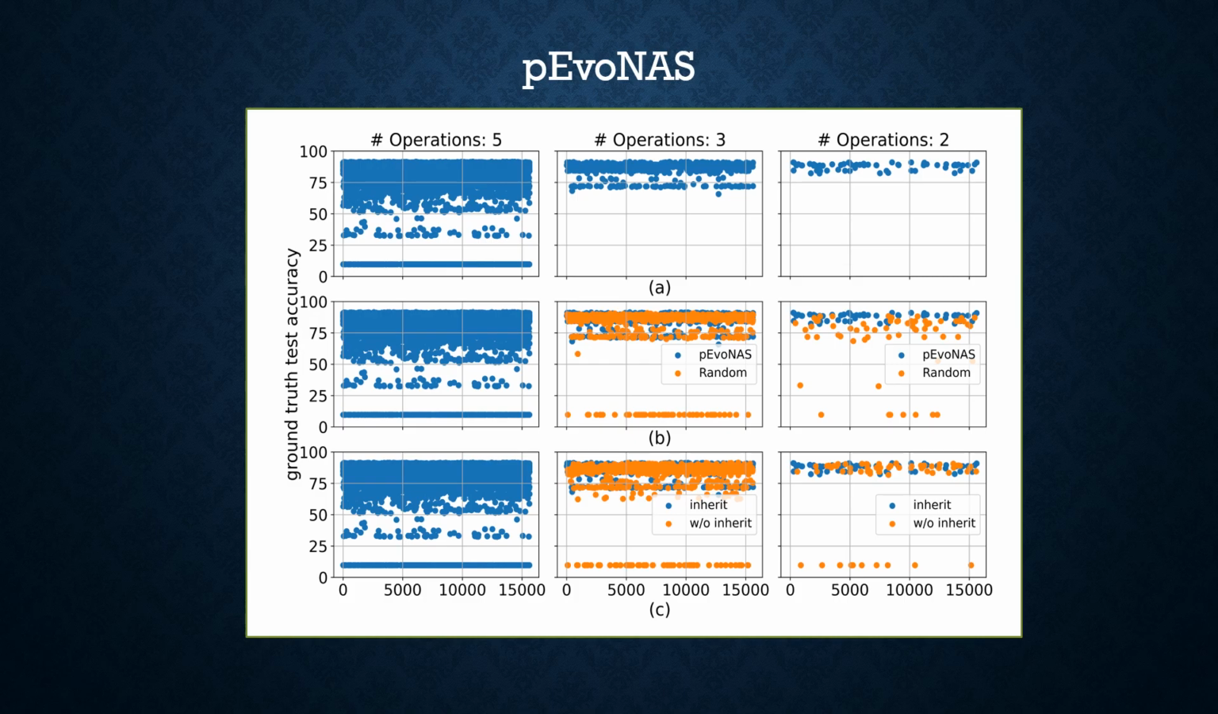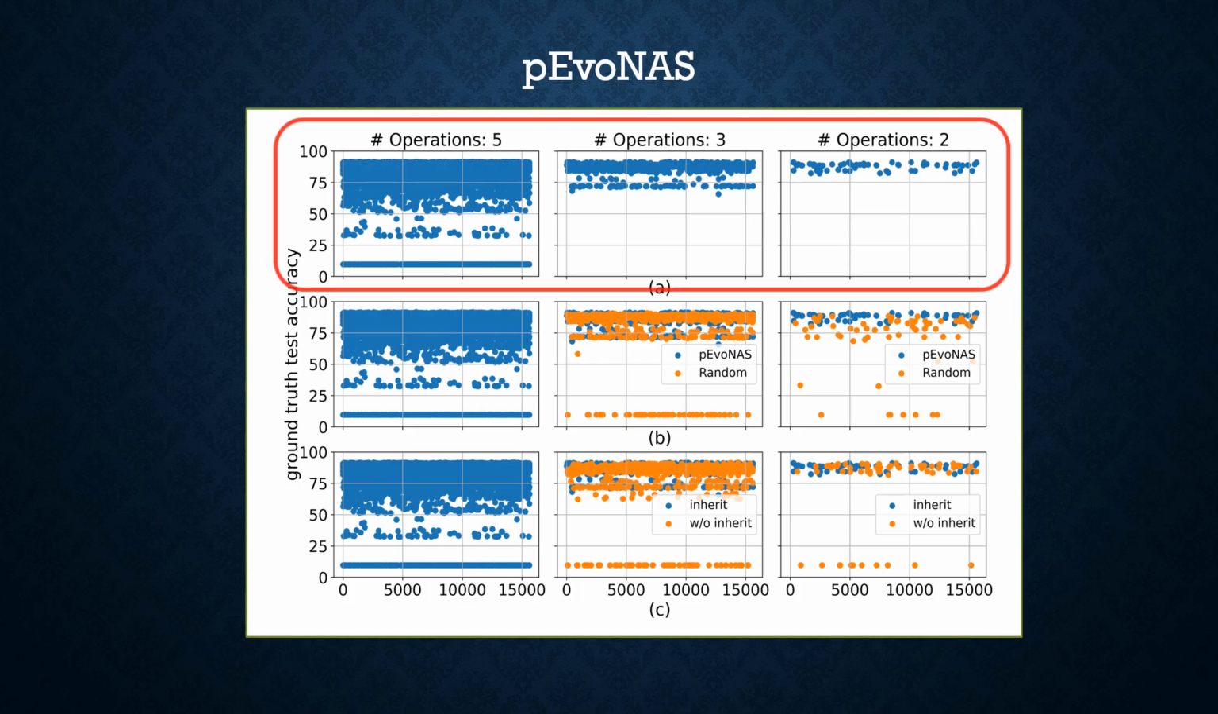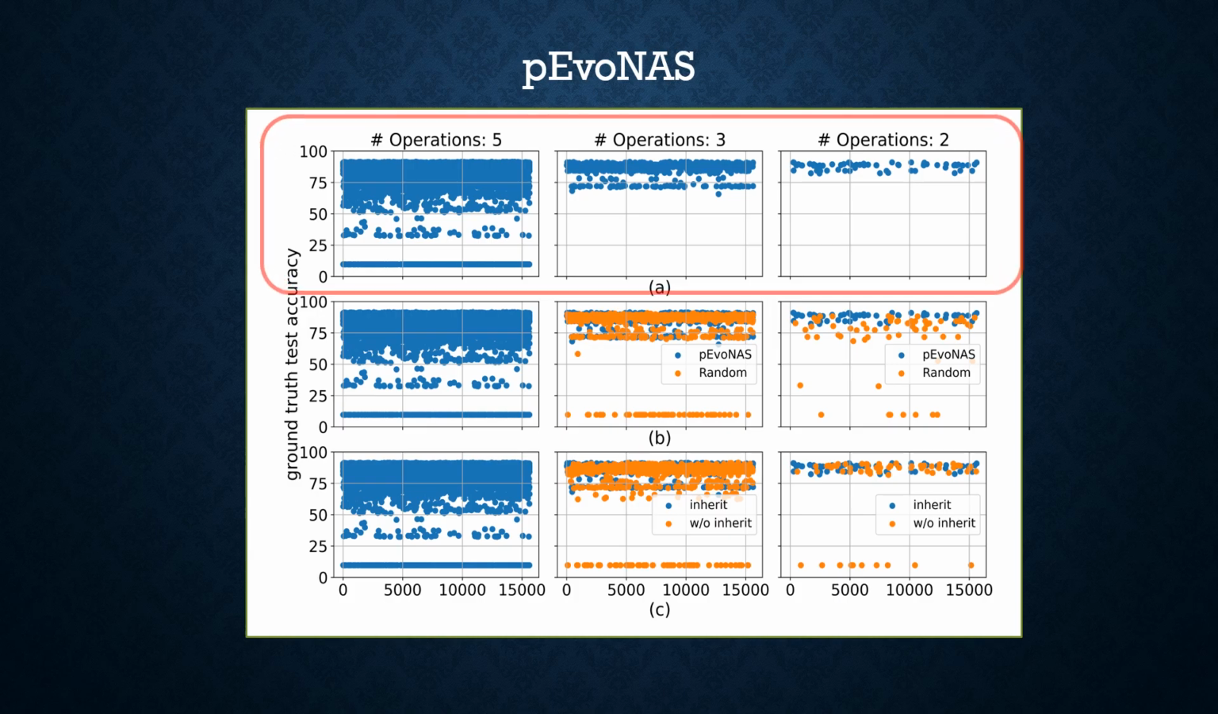Here we check if our method can select promising regions within the search space. The x-axis represents all the architectures in the search space and the y-axis represents the true accuracy of the architecture. So, using our method, when we reduce the search space from 5 operations to 3, then 2 operations, we see that our method does select regions with good quality architectures.